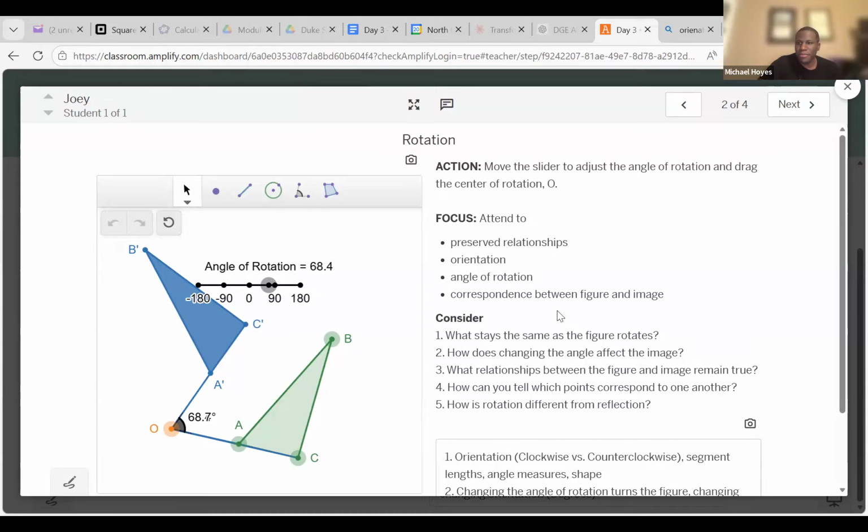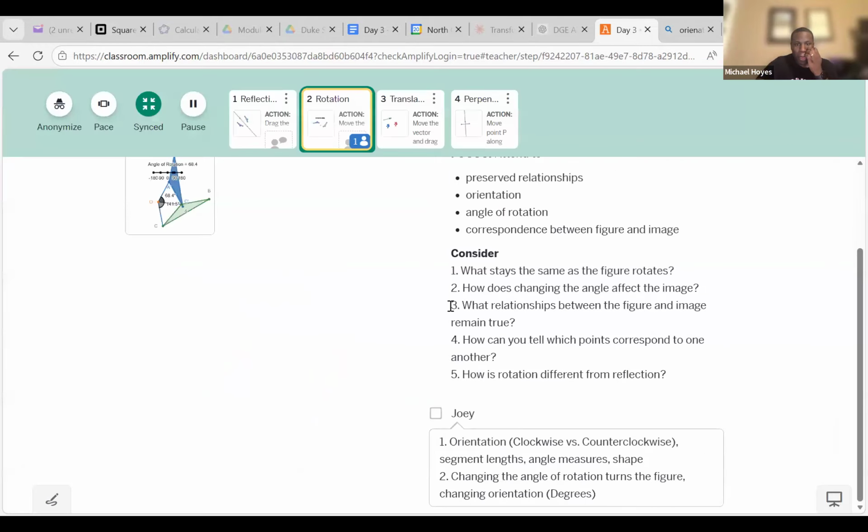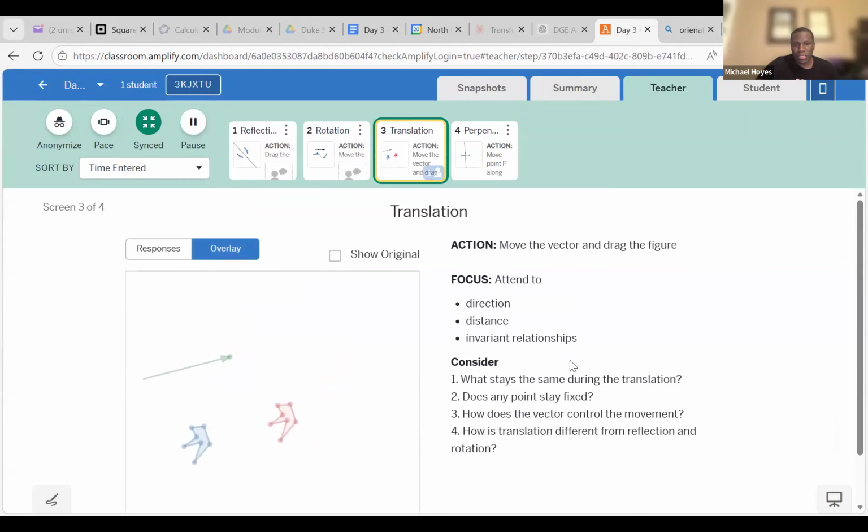I gotta get off this thing. Do-do-do-do. Translation. I think that should drag you over.